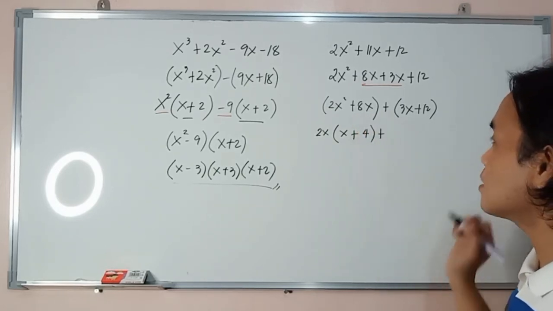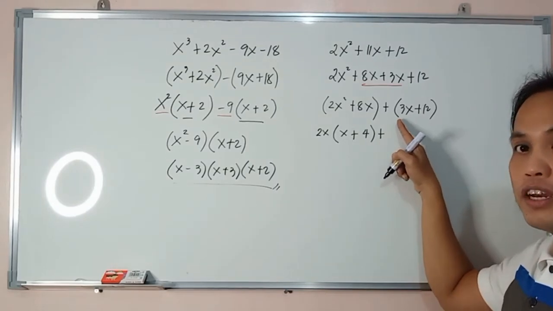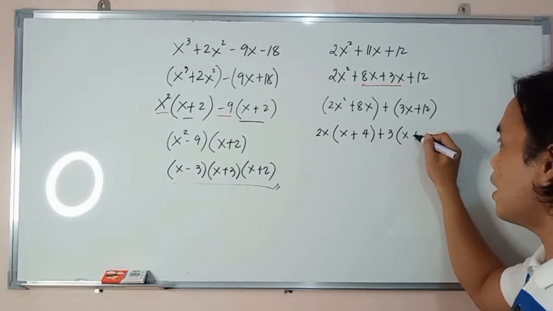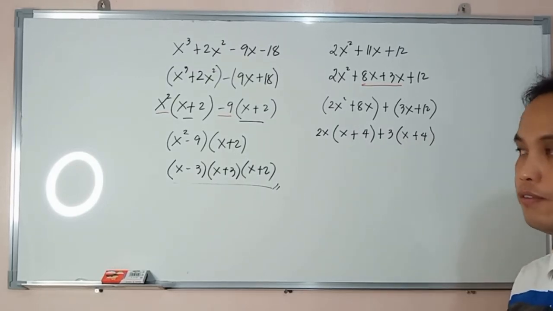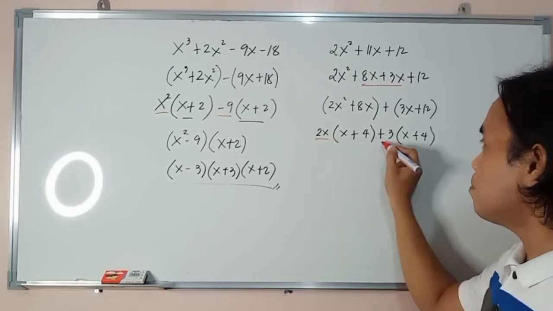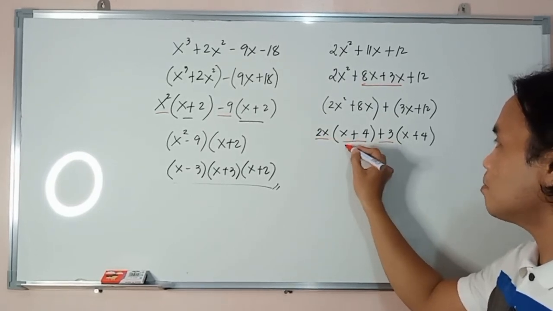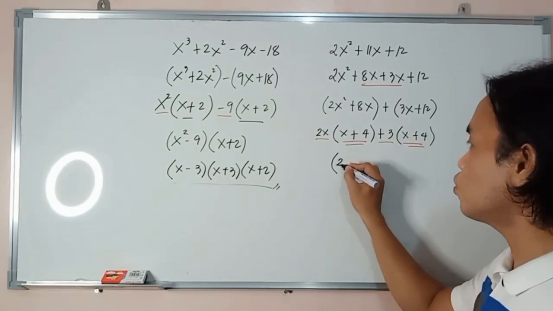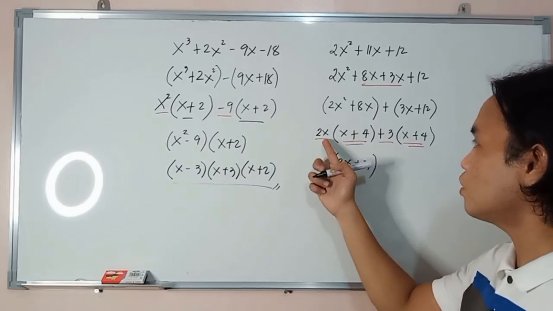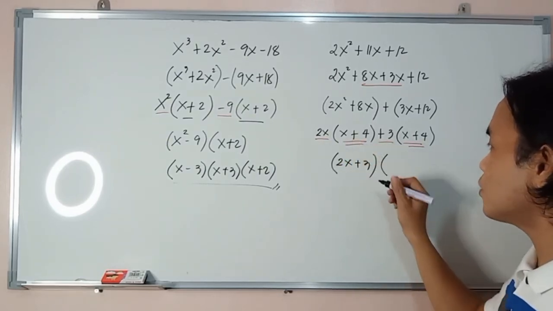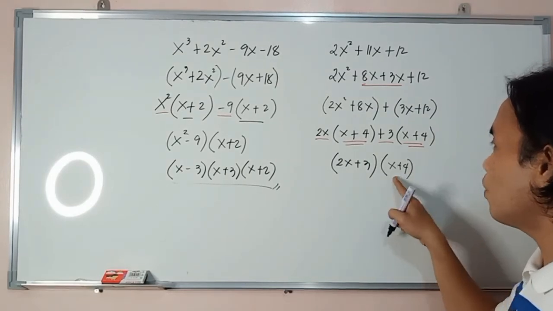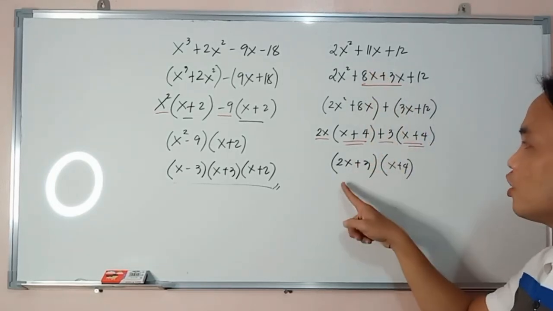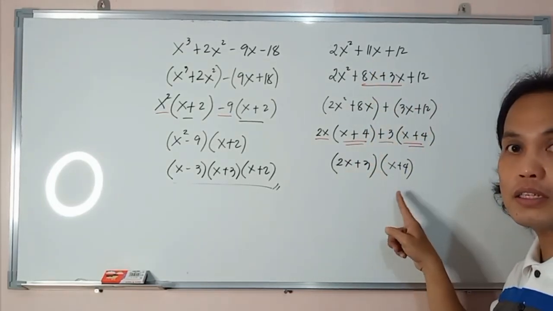We copy plus. The common monomial factor between 3x and 12 is of course 3. What remains for this term shall be x plus 4. So we have 2x plus 3 and x plus 4 and x plus 4. The factors therefore are 2x plus 3, which is this one, and we copy the factor x plus 4. Only one factor between these two. So, the factors of this trinomial shall be 2x plus 3 times x plus 4.